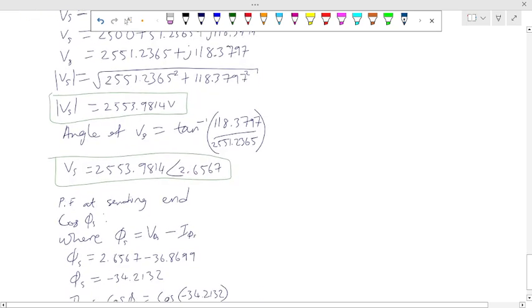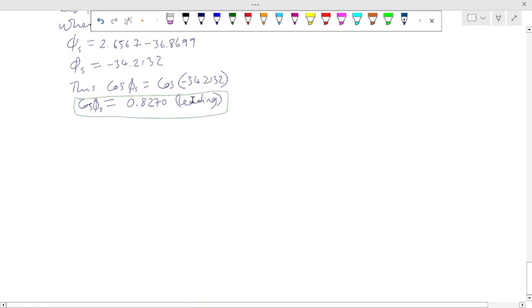That's why we say it's leading, because the phase angle of the sending end current is higher than the phase angle of the sending end voltage, so it's leading. Okay, so that is for that part.